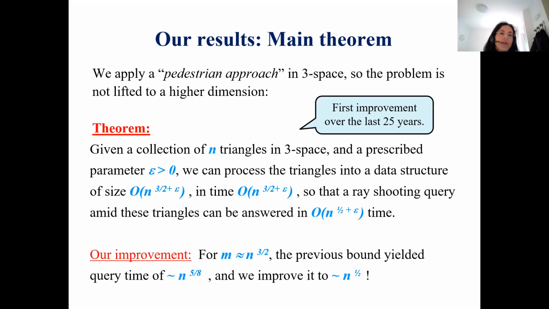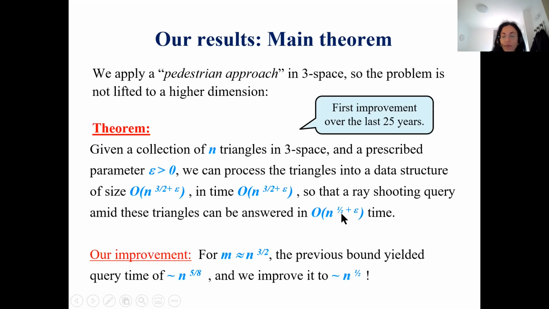So our main theorem is the following. Given a collection of n triangles in 3-space, they are arbitrary triangles, they can be intersecting triangles in particular, and a prescribed parameter epsilon, we can process the triangles into a data structure whose overall complexity and preprocessing time is n to the 3/2 plus epsilon, so that ray shooting amid these triangles can be answered in n to the 1/2 plus epsilon time.